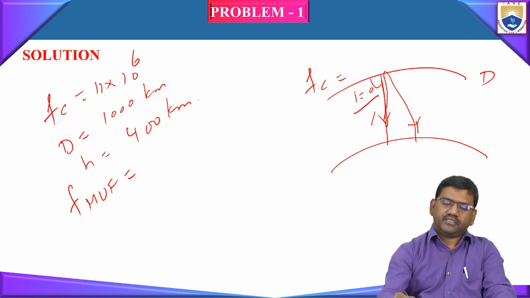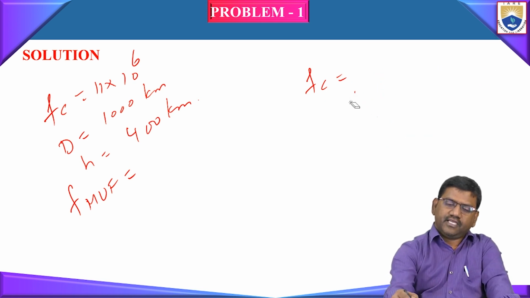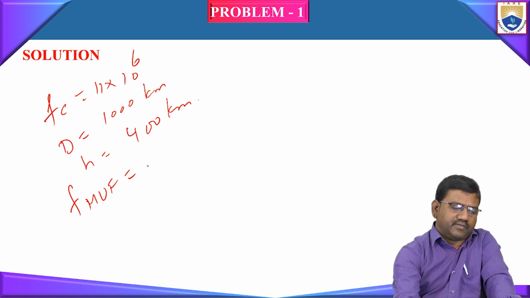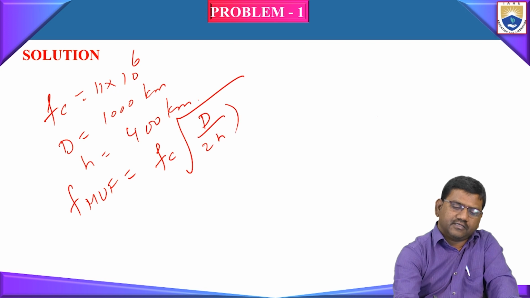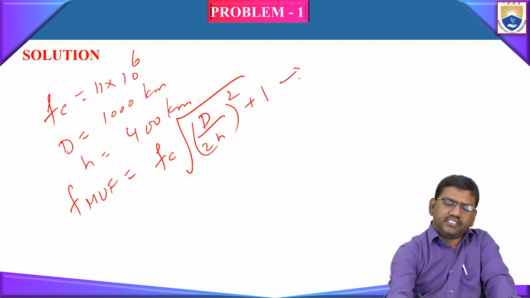So here in our problem, the critical frequency is given as Fc equal to 11 into 10 power 6. We have a formula: F MUF equals Fc into square root of (D by 2H) whole squared plus 1. This is the condition for a flat Earth.